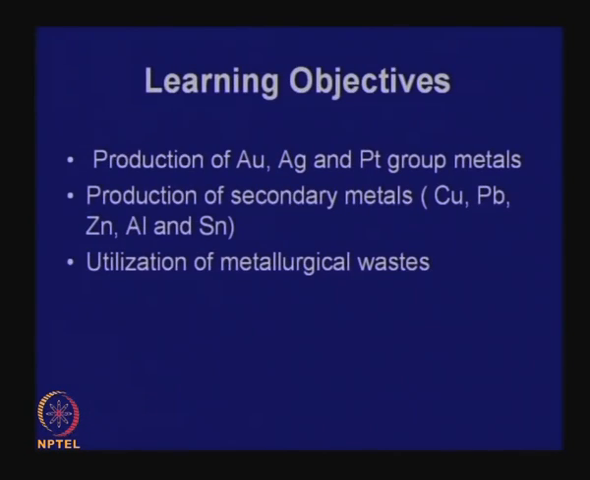The learning objectives of this course will be production of gold, silver, platinum group metals, production of secondary metals like copper, lead, zinc, aluminum, tin, etc. And if time permits, I will discuss utilization of some metallurgical wastes, which do not have metallic values in elemental form, but they are a source of metals.